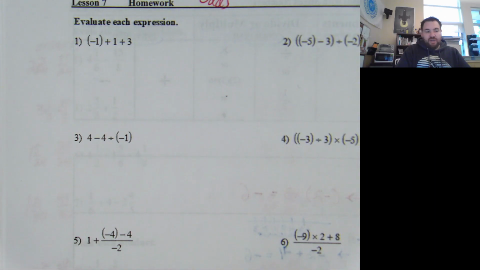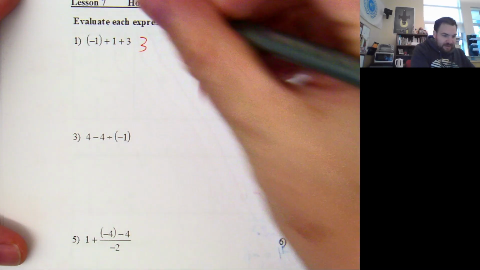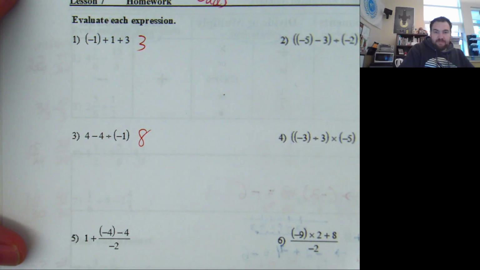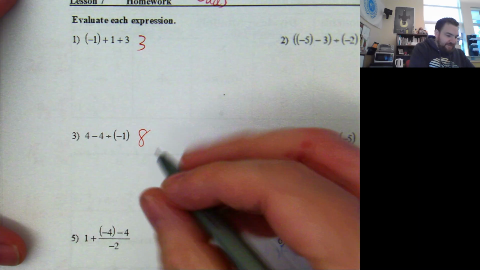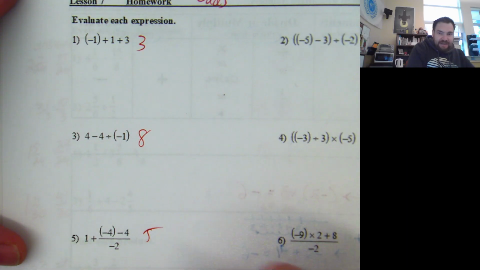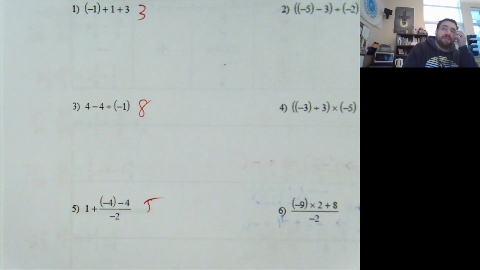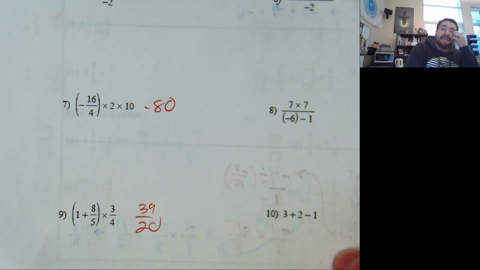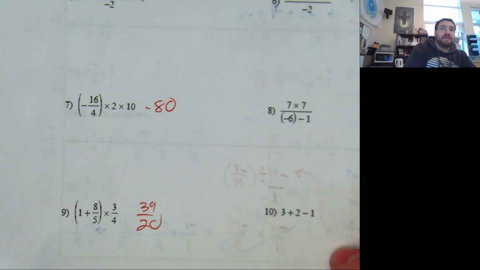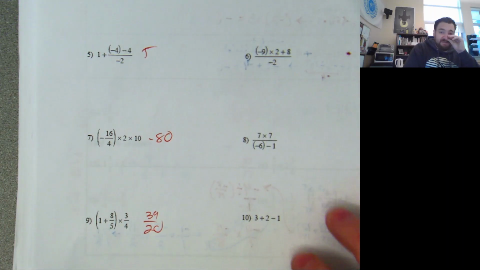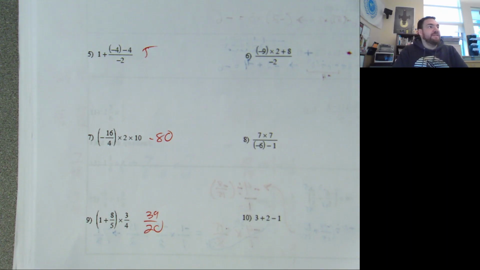Cool. Okay. Let's go. First one's 3, and then 8, and then 5, negative 80, and 39 over 20. 3, 8, 5, negative 80 and 39 over 20. Comments, questions, concerns, any one of those? Does anyone want to see how those are done in more detail? Yes.